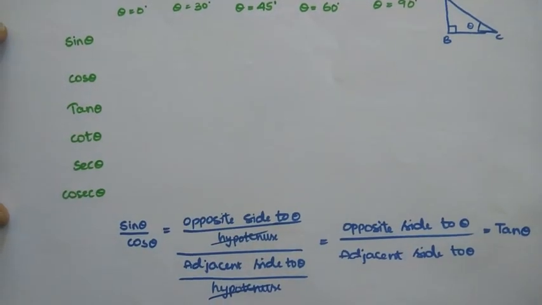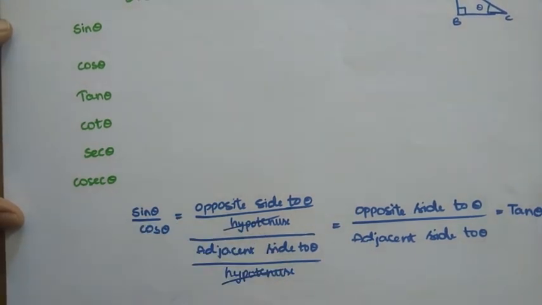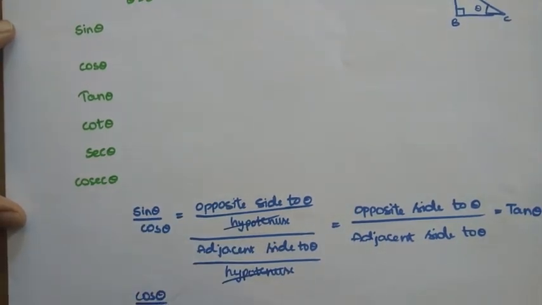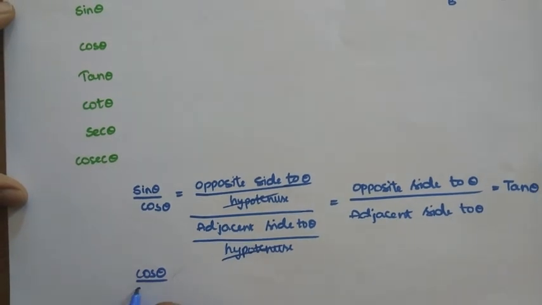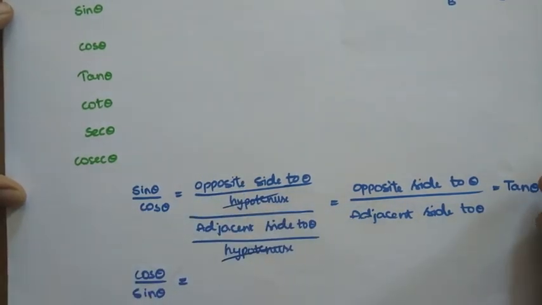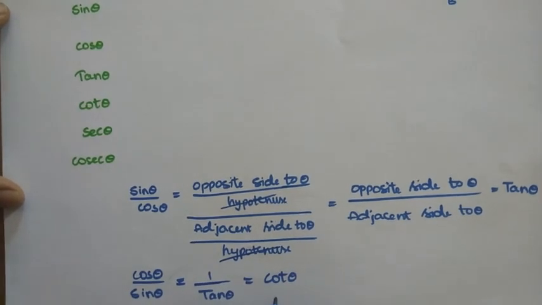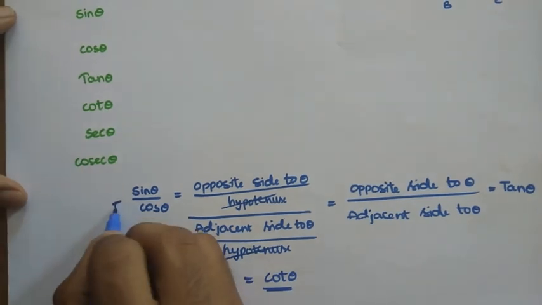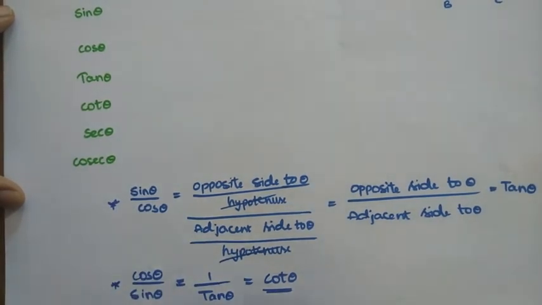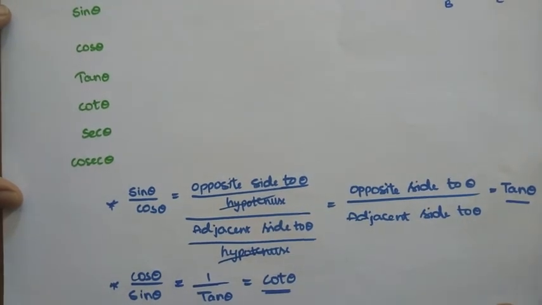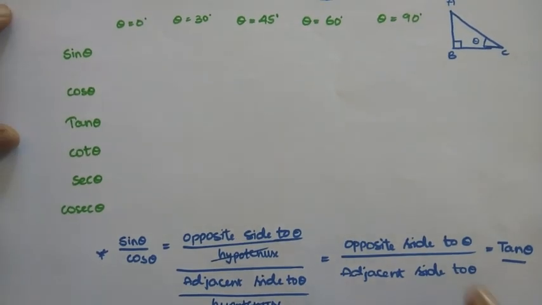Also consider its reciprocal, that means cos theta by sin theta. The reciprocal of tan theta is 1 by tan theta, and 1 by tan theta is nothing but cot theta. So cos theta by sin theta is nothing but cot theta. Remember these two results, they are very important. Sin theta by cos theta is nothing but tan theta, and cos theta by sin theta is nothing but cot theta. Now I'm going to write this table.